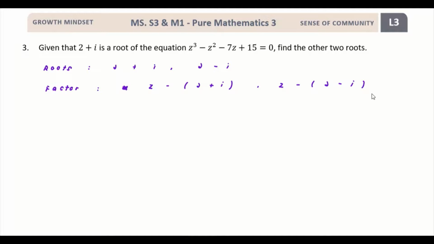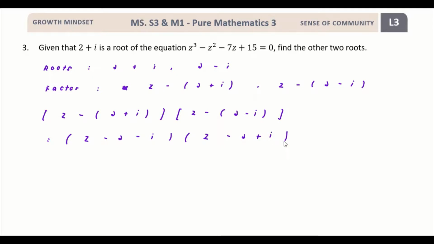Then after that, we can carry out either long division or inspection to get our linear factor. So we can combine these two together, so multiply them together. So z minus 2 plus i, z minus 2 minus i. Sorry, I hope that the z and 2 are not too similar. So z minus 2 minus i, z minus 2 plus i.